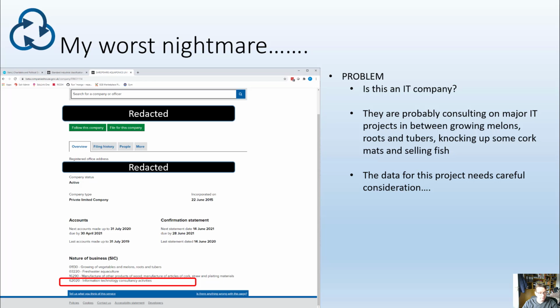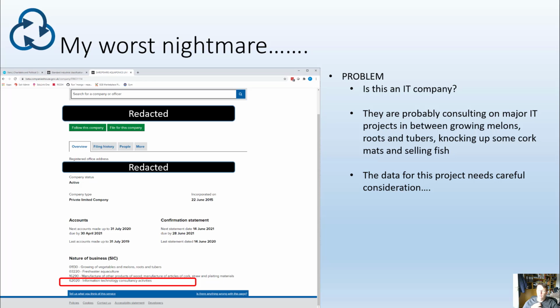They grow vegetables and melons, roots and tubers. They sell freshwater aquaculture. They manufacture other products of wood, manufacture of cork, straw and plaiting materials, and they are an IT consultancy. And from a data perspective, it's very difficult to unpick this. Trying to understand, based on Companies House data, whether a company is genuinely an IT company, you can't rely on SIC code as the only indicator.